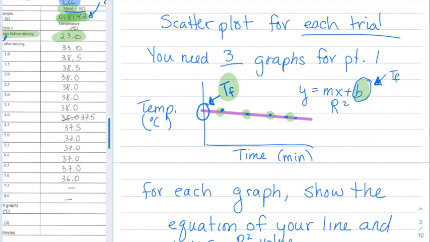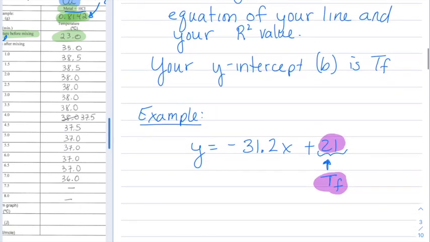In terms of what it looks like in an actual equation, it would be this 21 right here. So if you had negative 31.2x plus 21, it would be the 21. Now I just made up that equation. Yours isn't necessarily going to be the number 21, but it will be in that position on the equation.